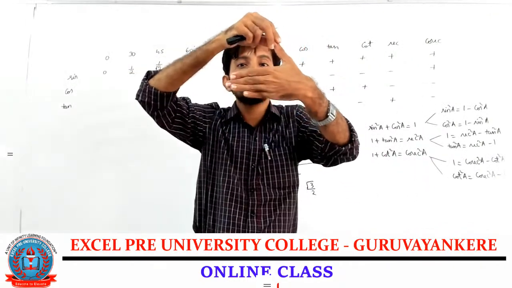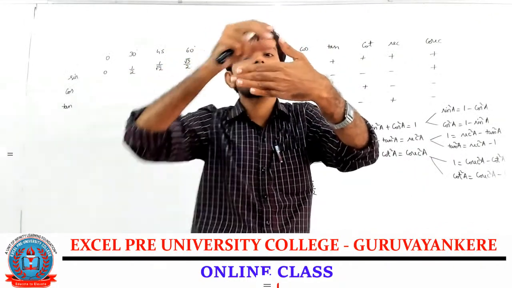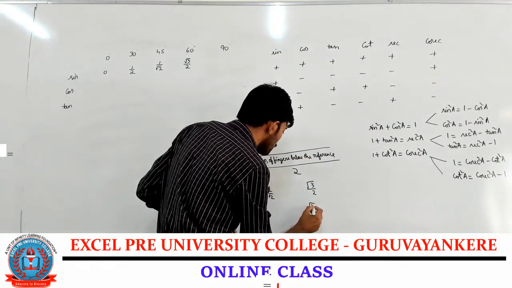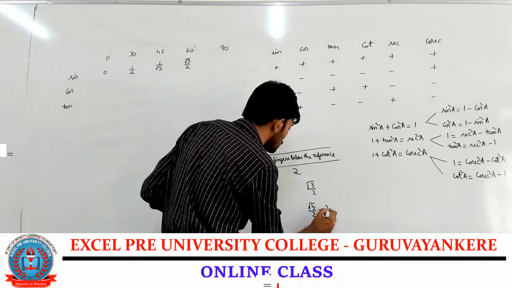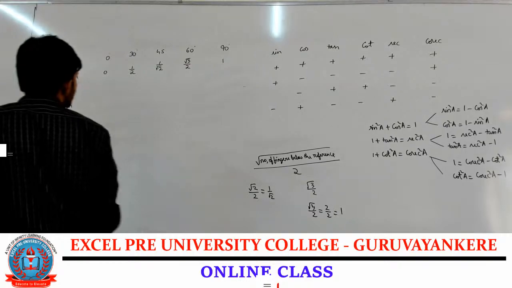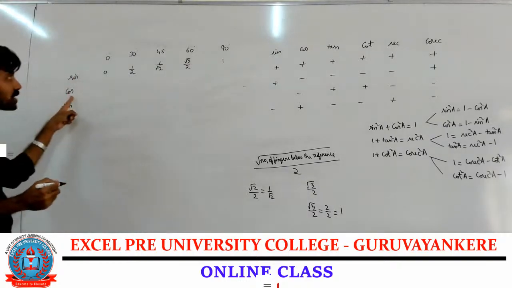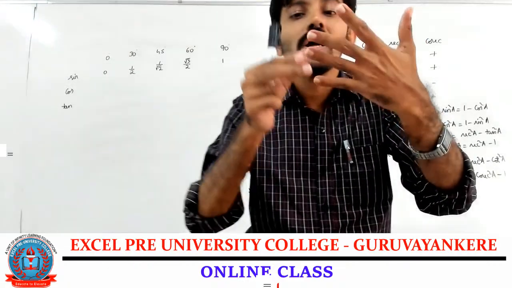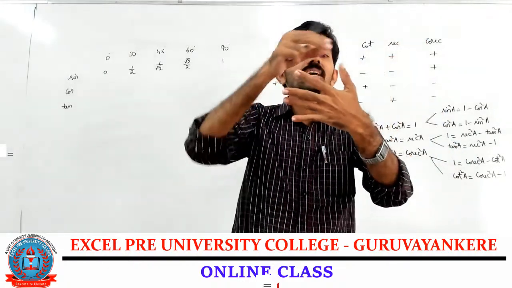The number of fingers below this is 4. So sine 90 is root 4 by 2. Root 4 by 2 is 2 by 2, which is equal to 1. So sine 90 degrees is 1. Cos, you want. Cos means the same way. This is 0, 30, 45, 60, 90.